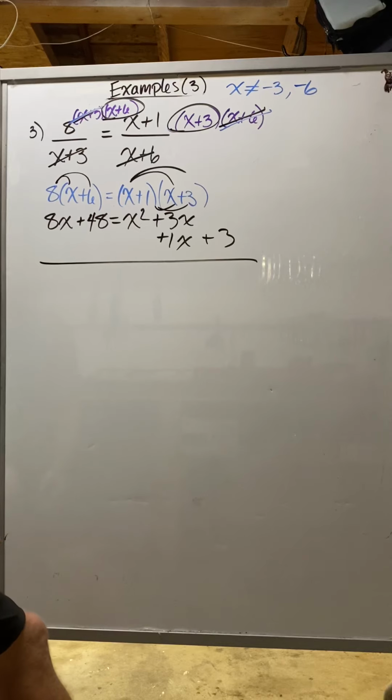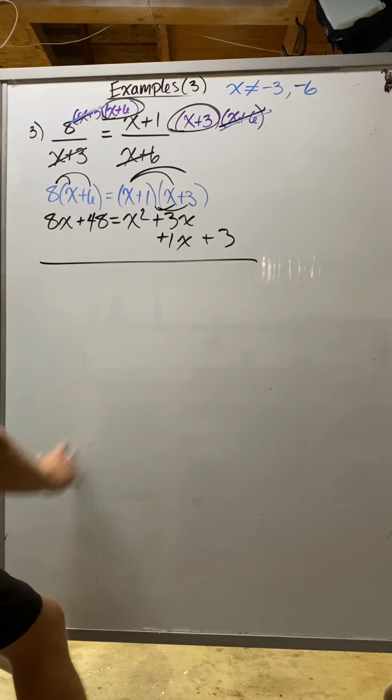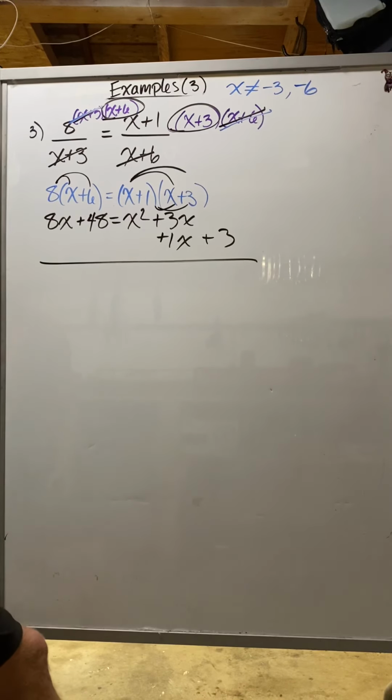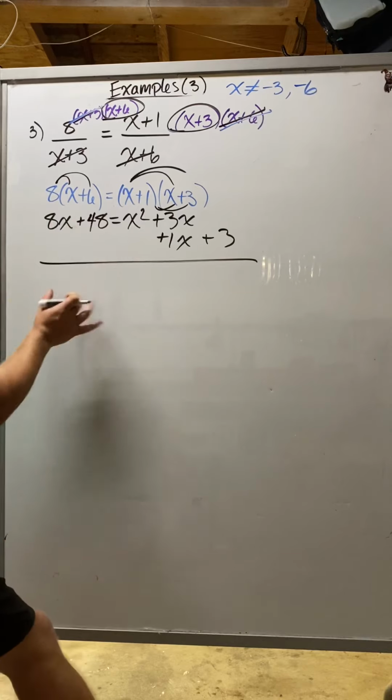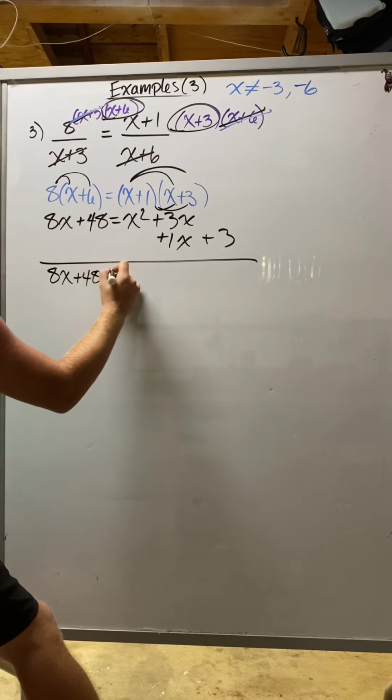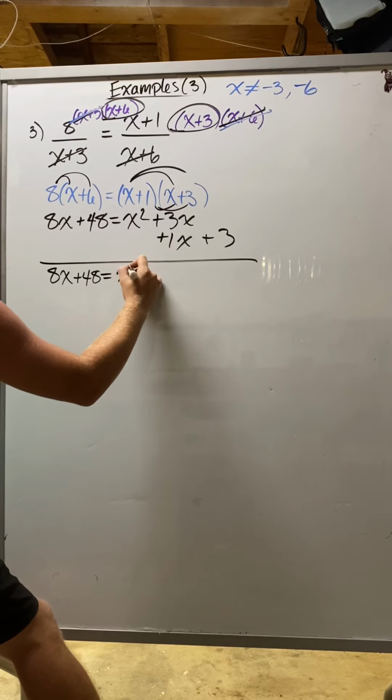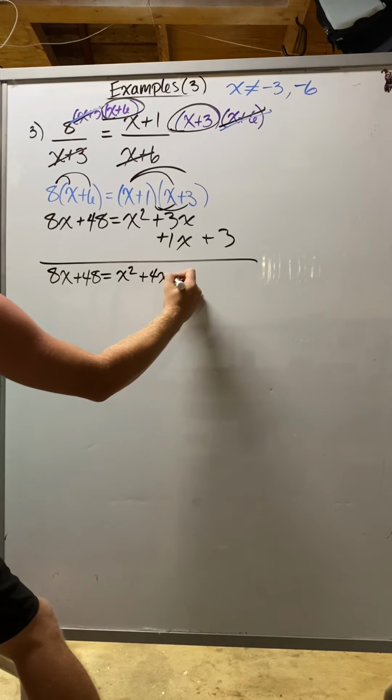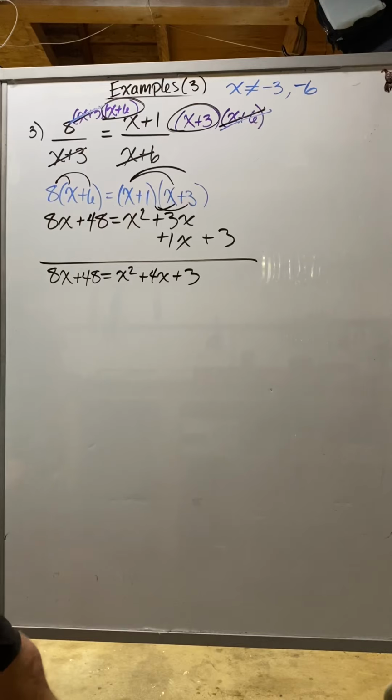Let's put all of our like terms together. That's why I put this line here. I know I'm going kind of fast, but you guys can pause me and slow me down. Again, I'm trying to cut time off of my video, not really working. No like terms combine over here. I have 8x plus 48. This, however, gives me x squared plus 4x plus 3.